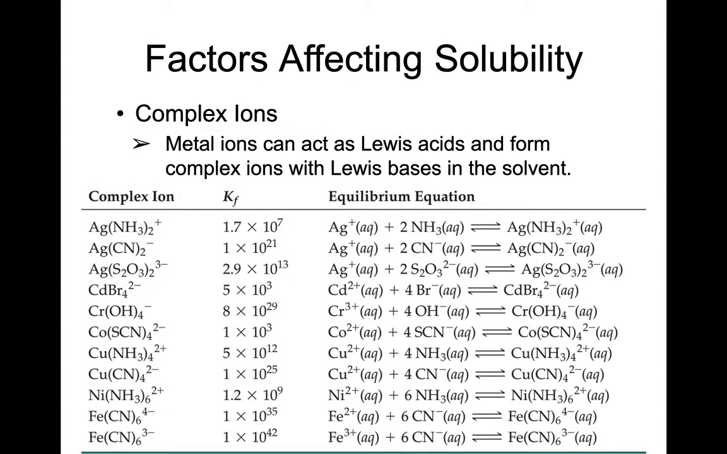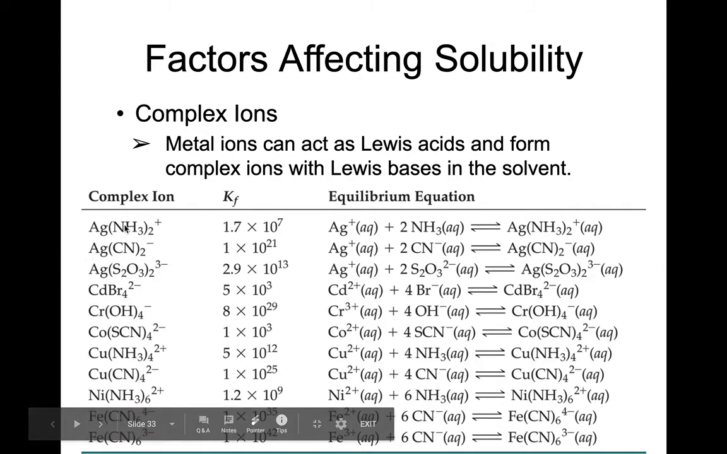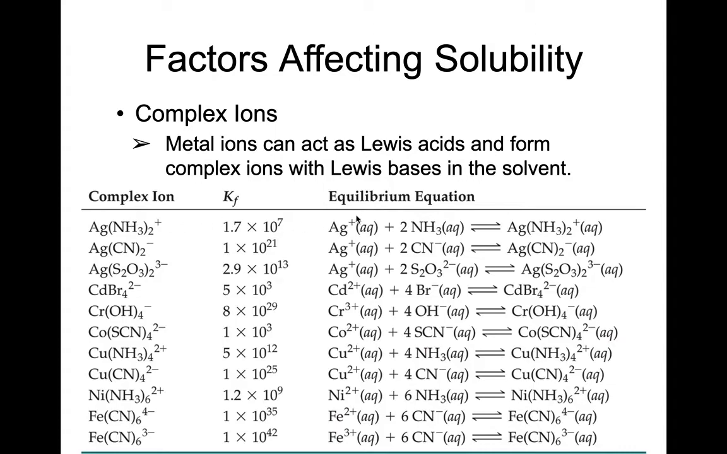And finally, there's this idea of complex ions. A complex ion, recall when we talked about Lewis acids and bases. Metal ions can act as Lewis acids and form complex ions with Lewis bases in the solvent. These are a couple examples of complex ions. So it's a metal ion that is bonded to a Lewis base, and you can see the equilibrium equations written out here. And those will experience different solubilities as well.